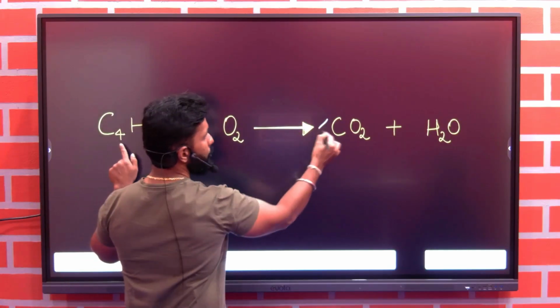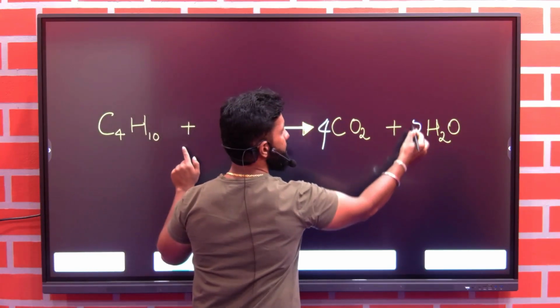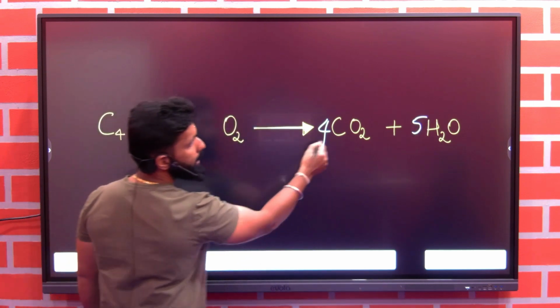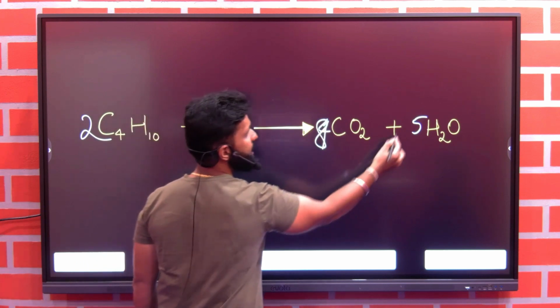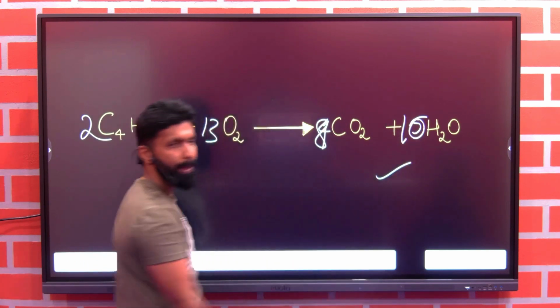Okay, so I put a 4 here, I put a 5 here. Yes, I put a 13 here, I put a 2 here, this becomes 8 and this becomes 10 and the equation is balanced.